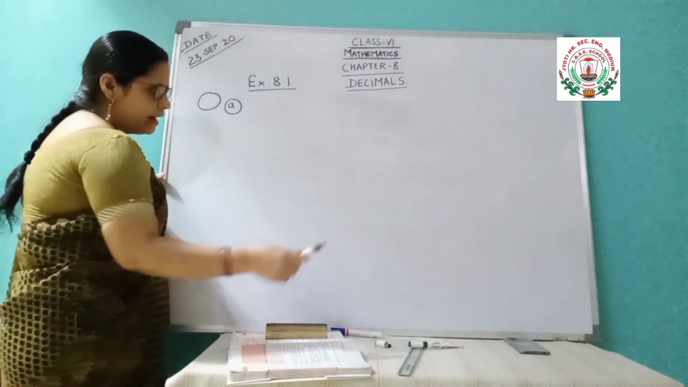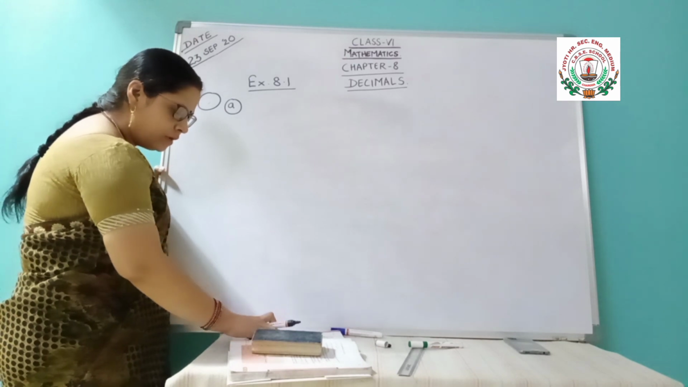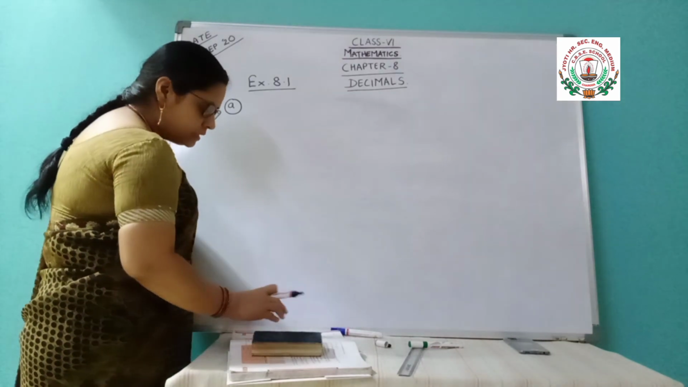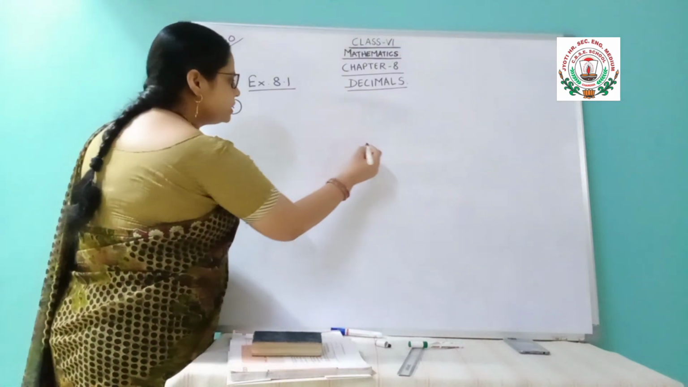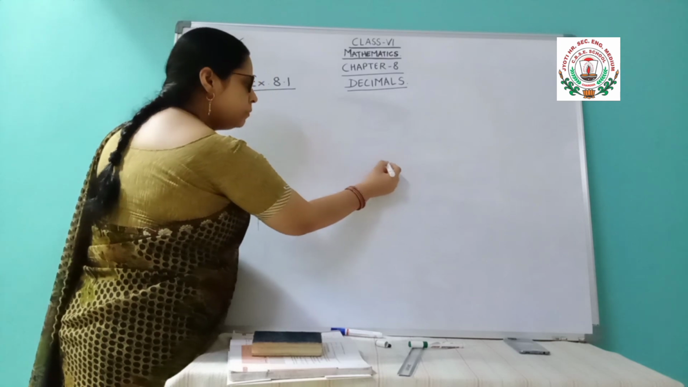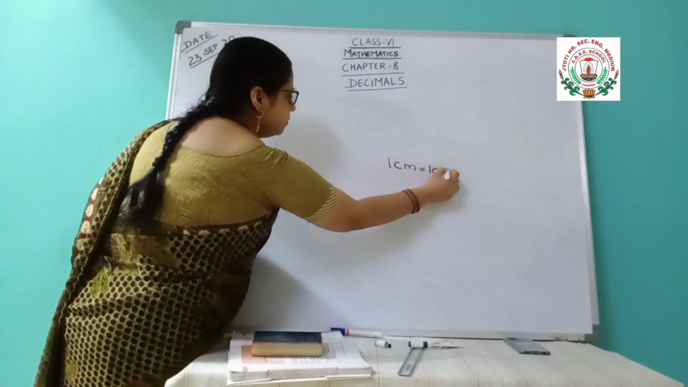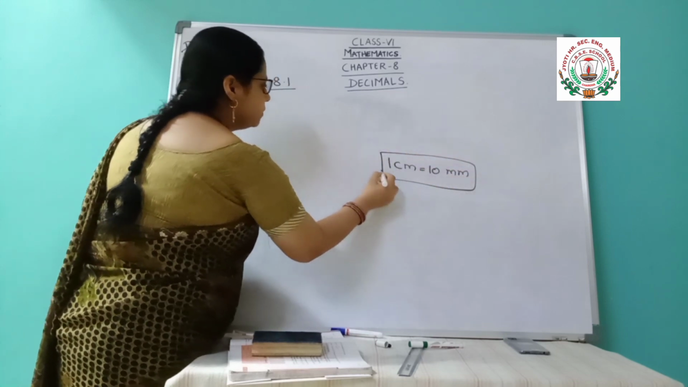Let us just write at the center. Here first you see what are the units given. Millimeter, millimeter, centimeter, millimeter. Only this much is given, and you are asked to convert into centimeter. So you just write down centimeter and millimeter. So 1 centimeter is equal to 10 millimeter. This conversion is required.